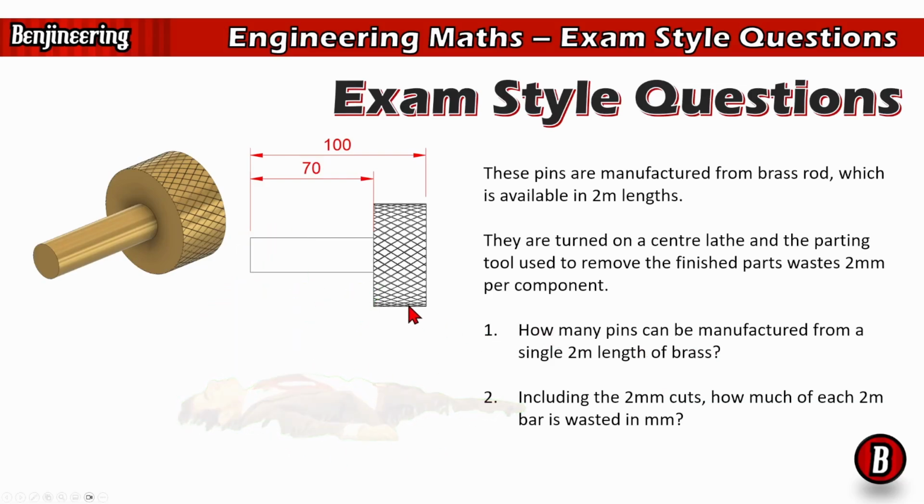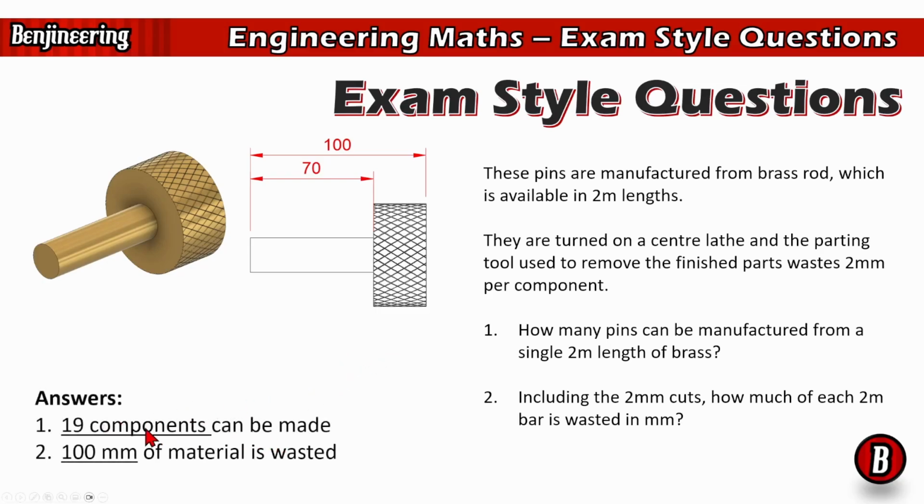All right, so hopefully you've had a go at doing this and have got to an answer. The answer is 19. So 19 components like this can be made from one 2-meter length of bar, and there's a total of 100 millimeters of material that is wasted. So effectively, per item, there's 102 millimeters that you have to take account for. So the 100 millimeters of the component itself, but also the 2 millimeter cut.